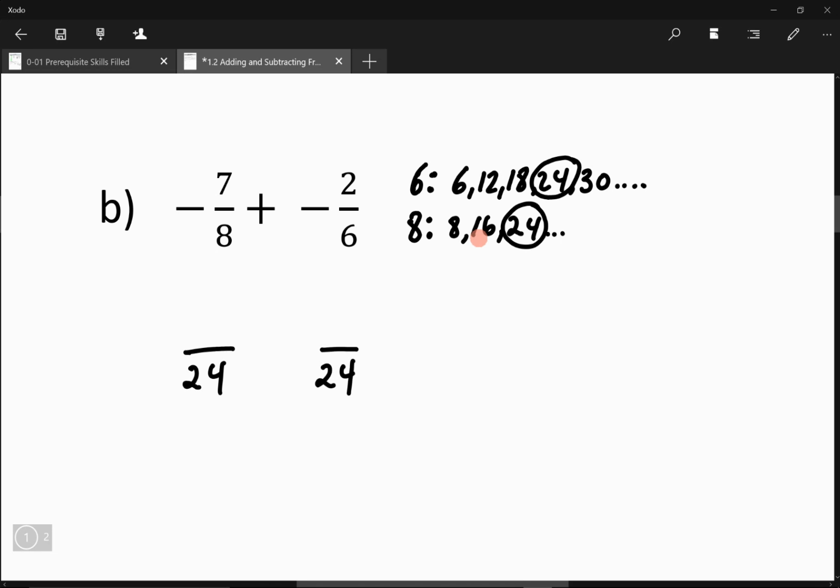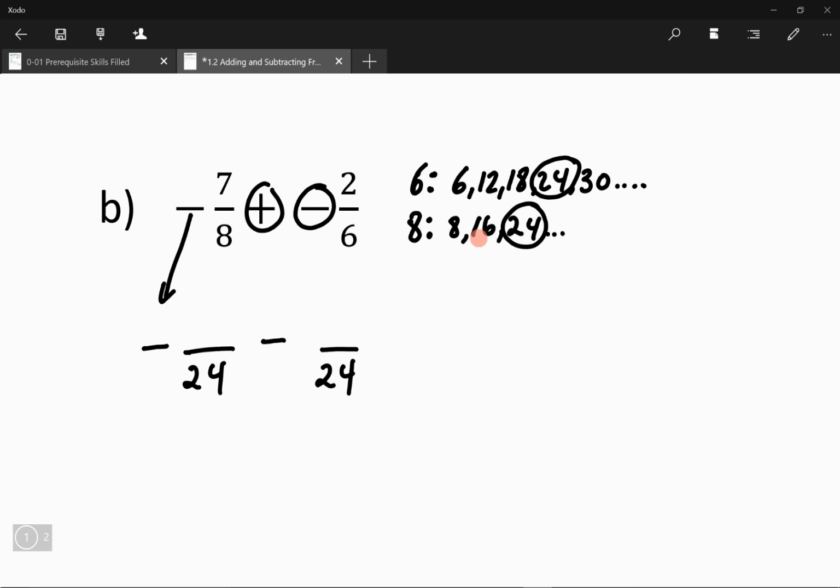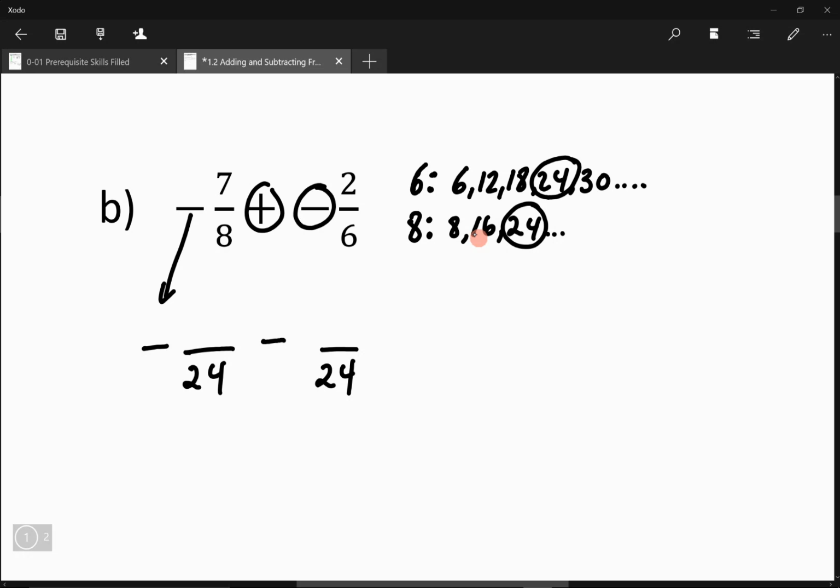Okay, so I have a minus sign here from that. The plus minus will become a minus. Opposite signs become a minus. Now, to go from 8 to 24, I multiply by 3. So I have to multiply the 7 by 3, and if I do that, I'll get 21.